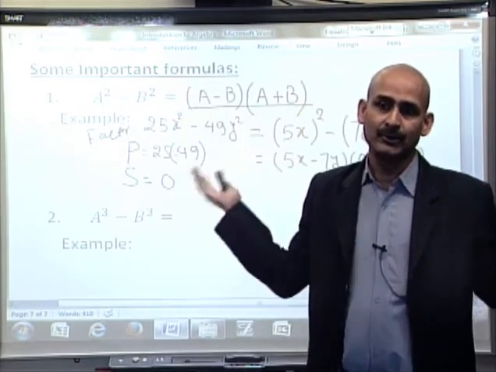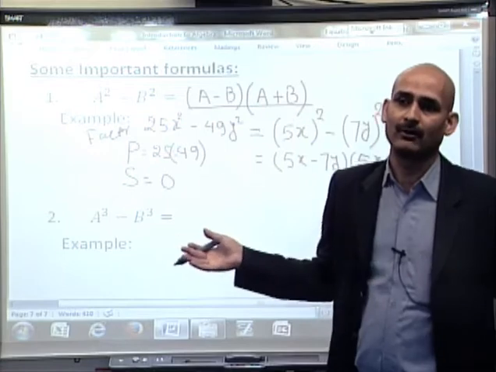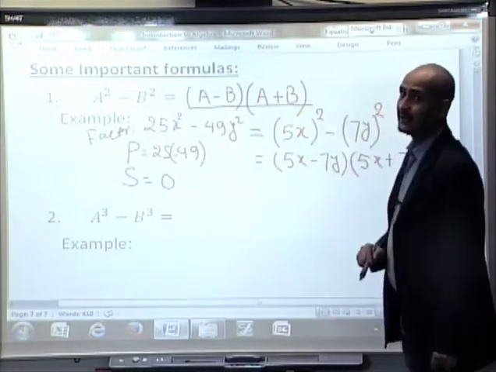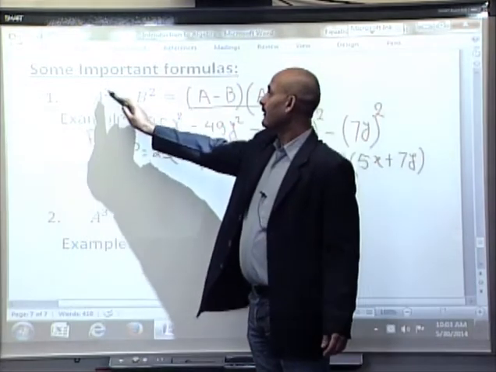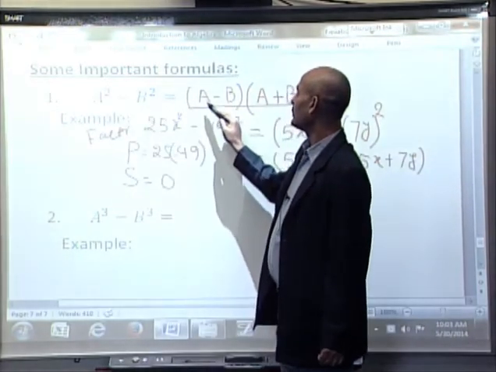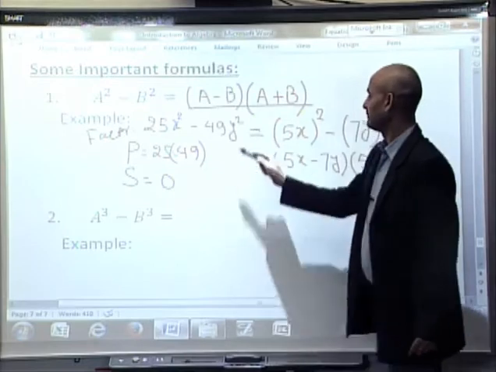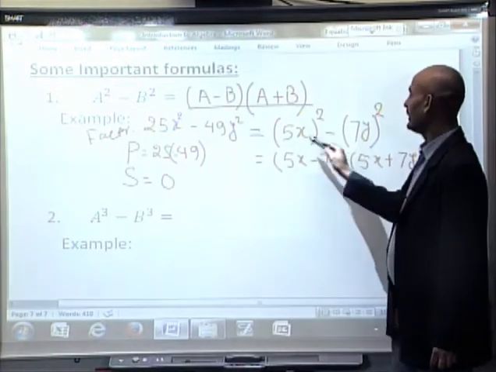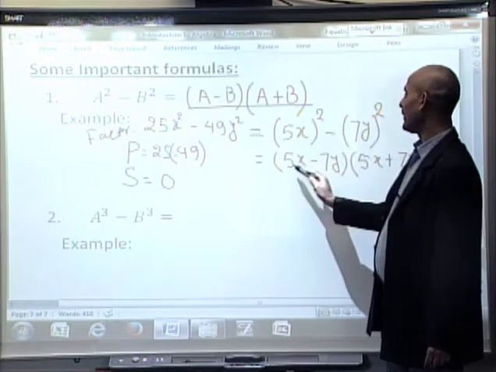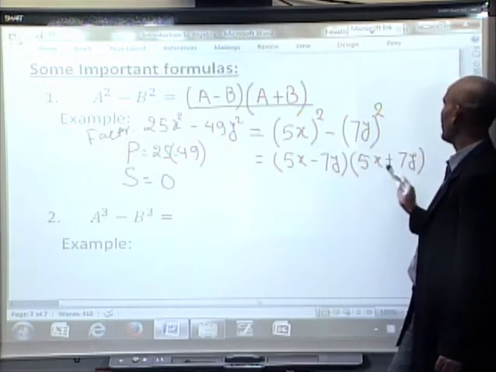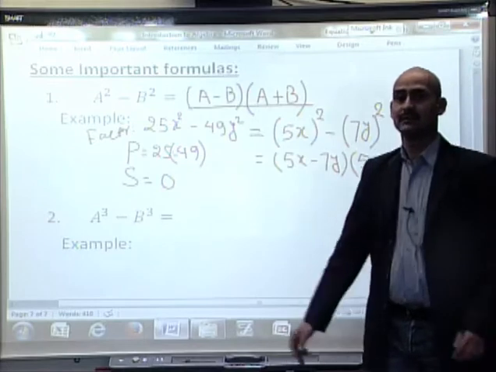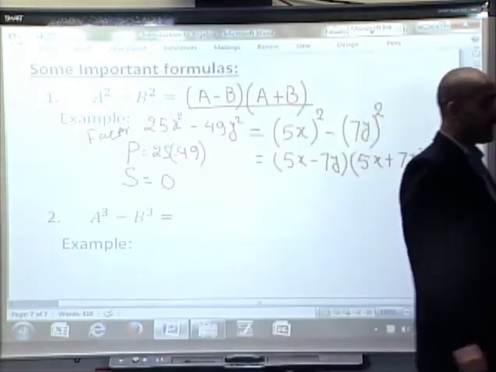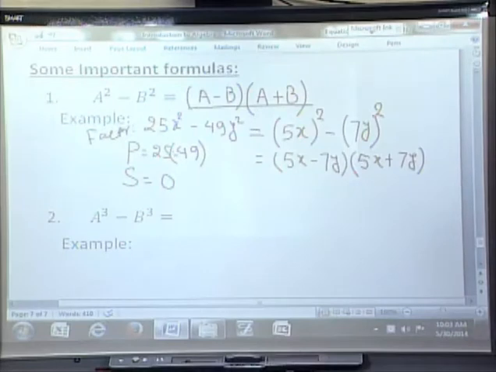And you might see if you use this technique, probably it will take a longer amount of time. So, it is better to remember this formula and use it immediately. Square of A minus square of B is equal to A minus B times A plus B. So, in this example A is 5x, B is 7y, square of 5x minus square of 7y is 5x minus 7y times 5x plus 7y. Okay, so this is an example of the difference of two squares.